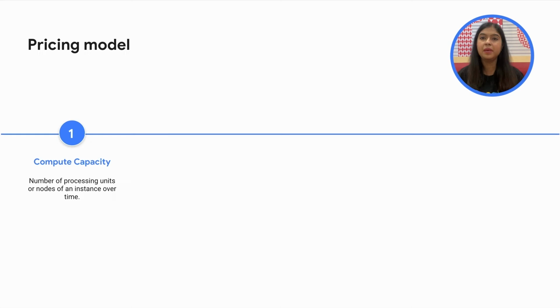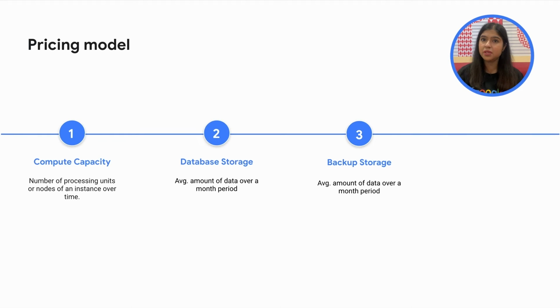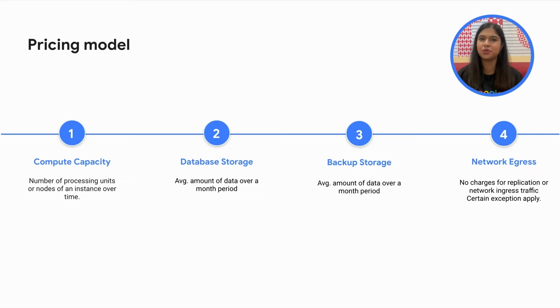When you use Spanner, you are mainly charged for 4 components. Firstly, Spanner keeps track of the compute capacity, which is measured in processing units or nodes of an instance over time. You are charged for the number of nodes or increments of 100 processing units, which is 1/10 of a node. Spanner charges you for the average amount of data in your Spanner databases, including tables, secondary indexes, and metadata over a 1-month period. Spanner also charges you for the average amount of storage used by your Spanner backups over a 1-month period. And lastly, there are no bandwidth charges for Spanner replication or network ingress traffic. However, some types of network egress traffic are subject to bandwidth charges.